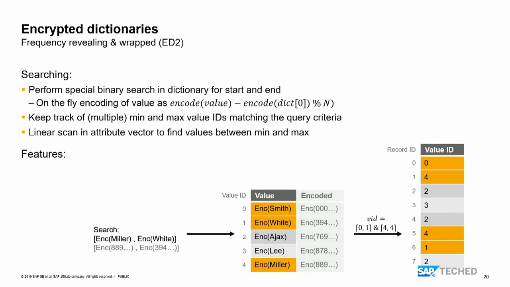The features of this encrypted dictionary. The search is, again, very efficient. Logarithmic search, linear scan in the attribute vector. The only change is this encoding on the fly. And we will learn in the end how much this costs.